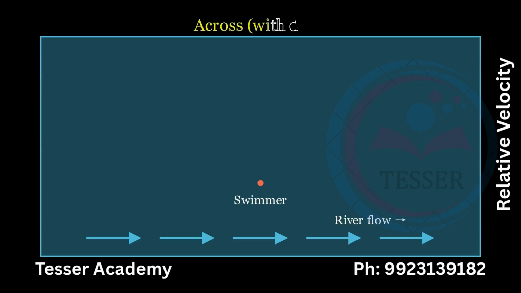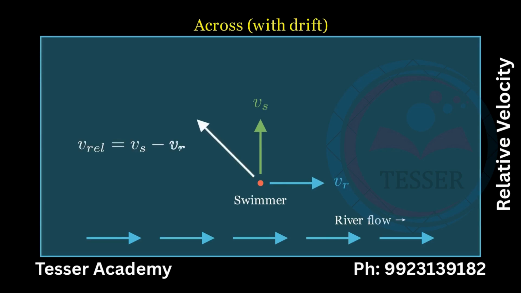Instead of observing the swimmer from the ground, we observe the swimmer from a boat that is drifting with the river, and therefore has zero velocity relative to the water. In this frame, the water appears to be at rest. To move into this frame, we subtract the river's velocity from all velocities measured from the ground.